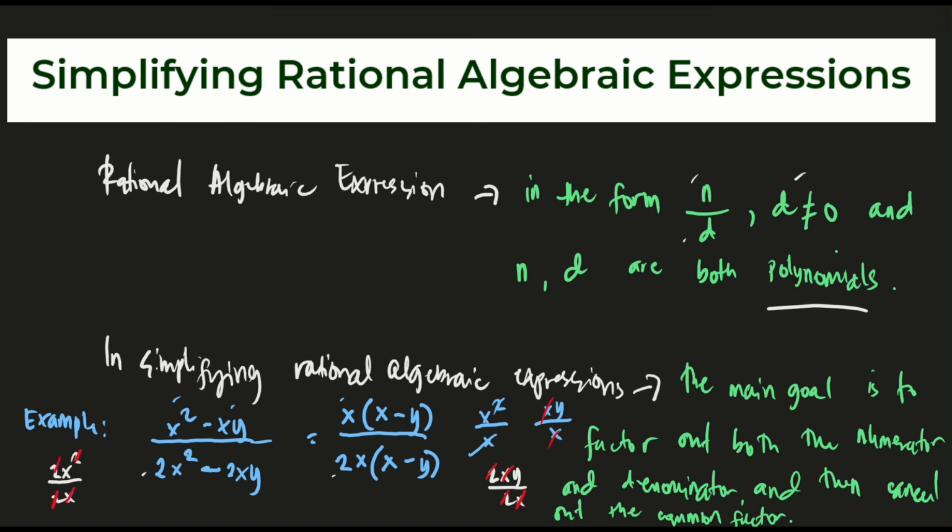Okay, now after completely factoring out both the numerator and the denominator, cancel out the common factor. Okay, now we're left with x over 2x, but since we can still cancel out x, the remaining answer must be 1 over 2. Okay, that's how you're going to simplify a rational algebraic expression. Alright, let's proceed to the next example.